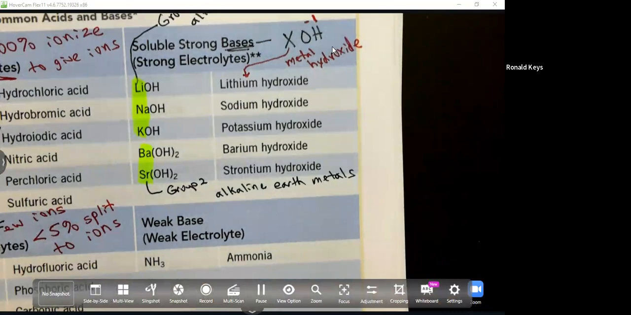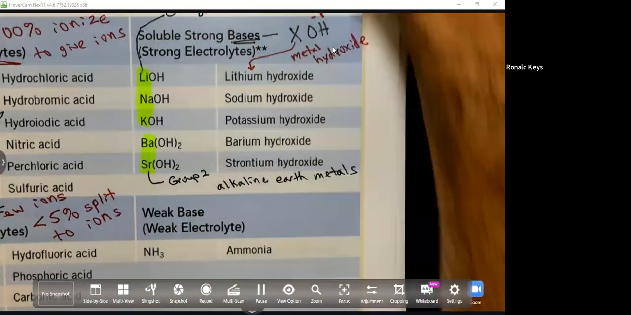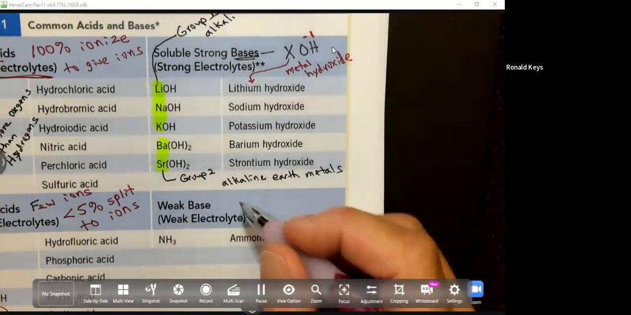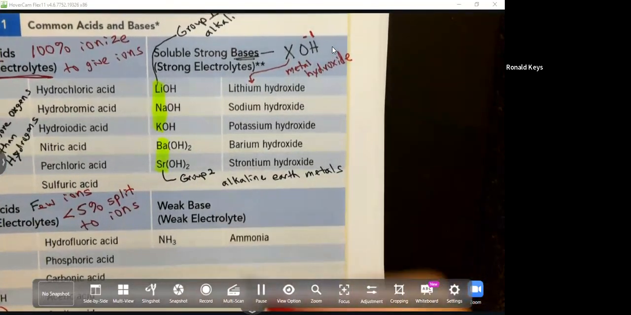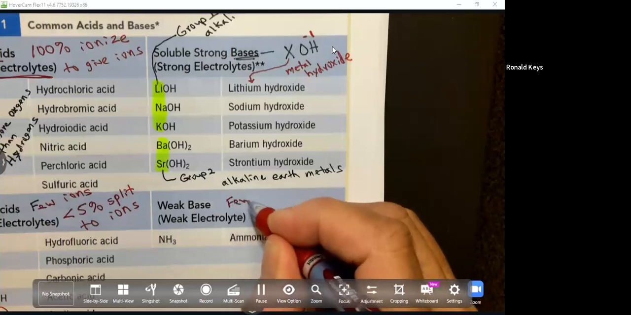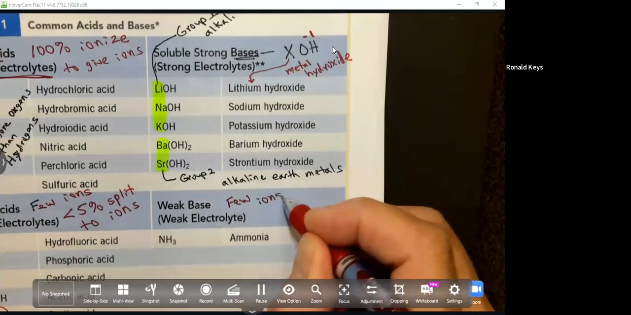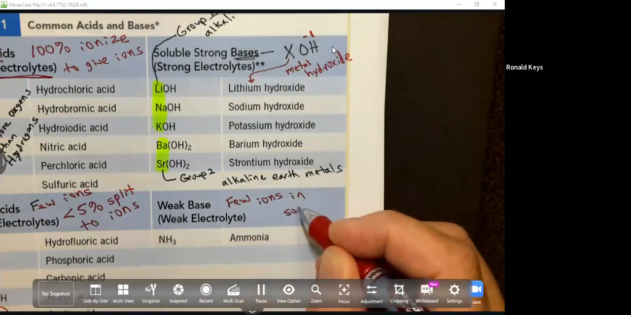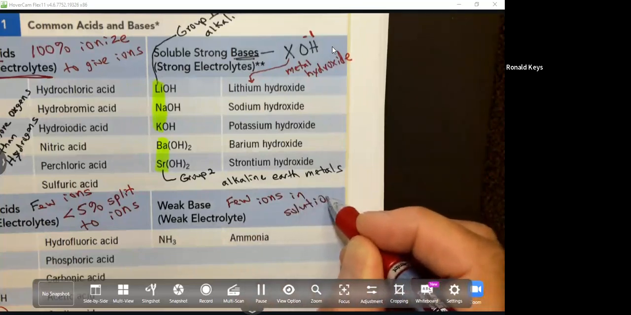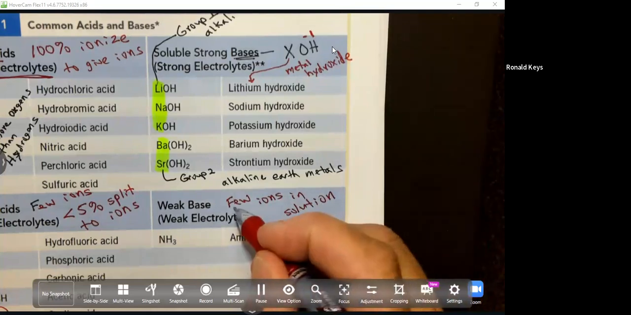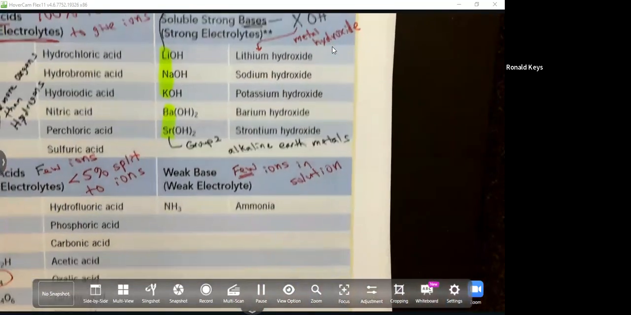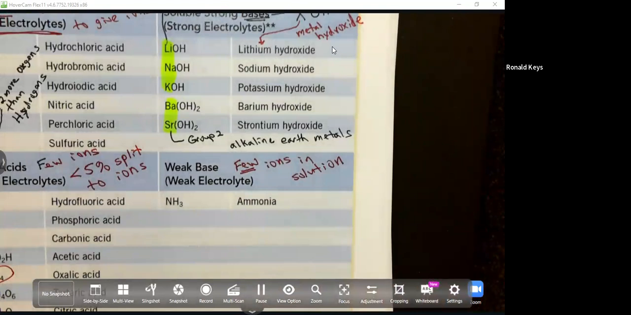Then this right here is ammonia. This is the most common weak base. It is a weak electrolyte, which means you are going to get few ions. I will expand on that in a bit. Few ions. Okay.